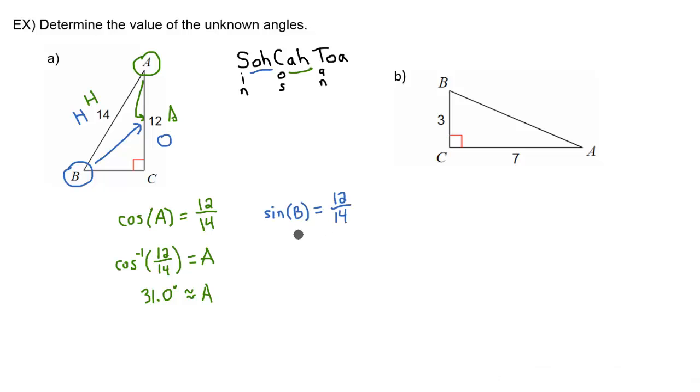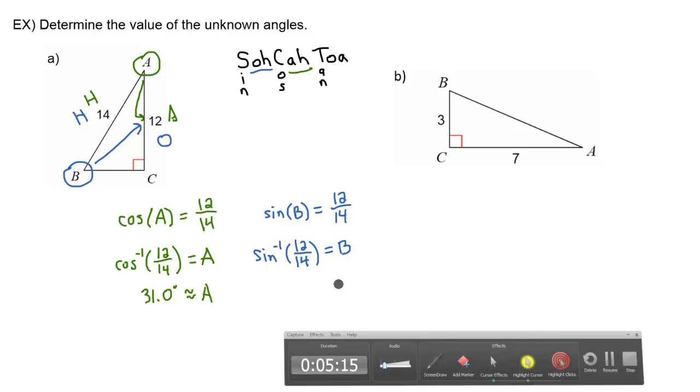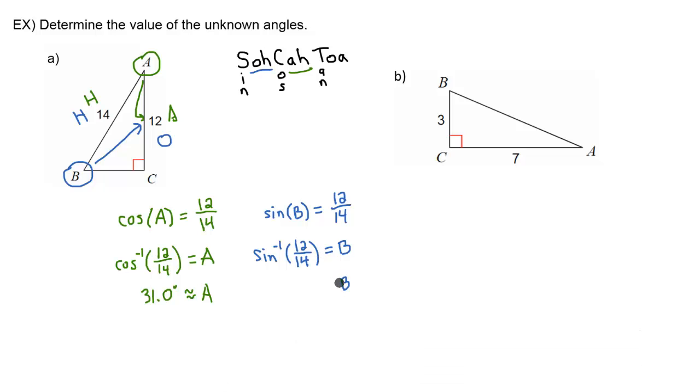So there's my equation right there. It's sine of B equals 12 over 14. I'm going to bring in the inverse to solve for B. We already solved for A here. So the inverse of sine of 12 over 14 is going to equal B, and then we use our calculator to get that answer. And when I round that, it's going to be about 59.0 degrees.